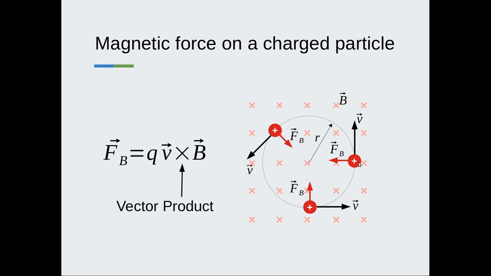We have the positive charge here. It has a certain initial velocity, and when the magnetic field is applied, the force is acting this way. So the velocity is going to the top. The magnetic field is going into the paper. And if you apply the right-hand rule, if you do the outer product, you have the direction of the force pointing to the center of the dashed circle. So this is the direction of the force.